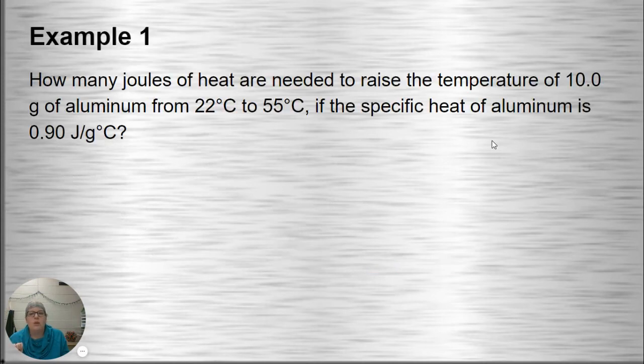Okay, so we're going to actually do 2 example problems to see if you have any questions, and then we'll let you off to get to your homework. So the first example is: how many joules of heat are needed to raise the temperature of 10 grams of aluminum from 22 degrees Celsius to 55 degrees Celsius if the specific heat of aluminum is 0.9 joules per gram degree Celsius?